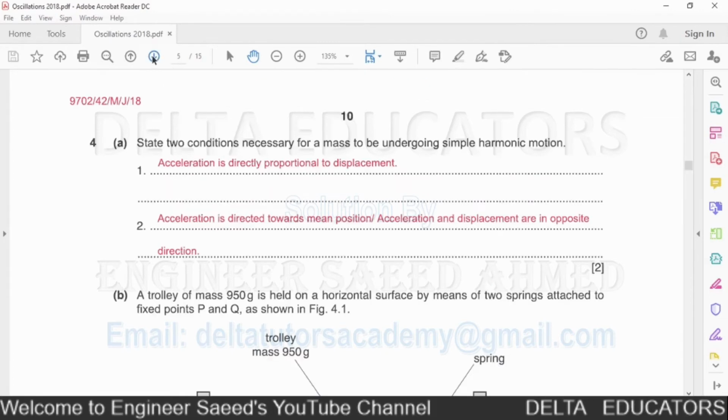Now the next question. The next question is Paper 4 Variant 2, May/June 18. It is question number 4 in the paper, part A. State two conditions necessary for a mass to be undergoing simple harmonic motion. The condition for simple harmonic motion is that acceleration is directly proportional to displacement, and second, this acceleration should be directed towards the mean position, or in other words, acceleration and displacement should be in opposite directions.